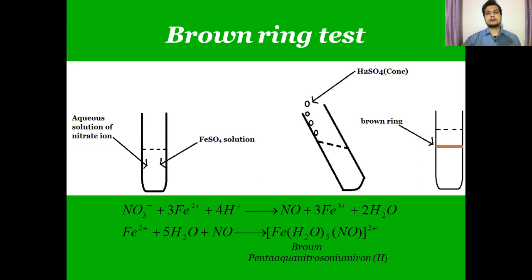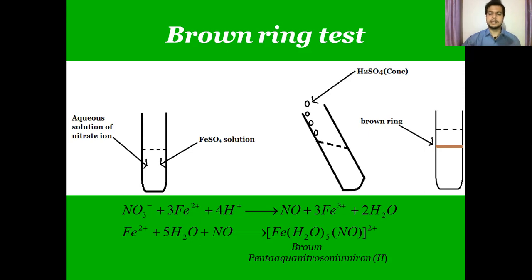Now, a very common qualitative analysis test which we do for nitrate ion is nothing but the brown ring test. So remember that this particular test is a qualitative analysis for the detection of nitrate ion in a given sample. The pictorial representation is shown in the figure. So what you do in this brown ring test is we take an aqueous solution of the nitrate ion, the sample which is provided to us, which contains nitrate ion.